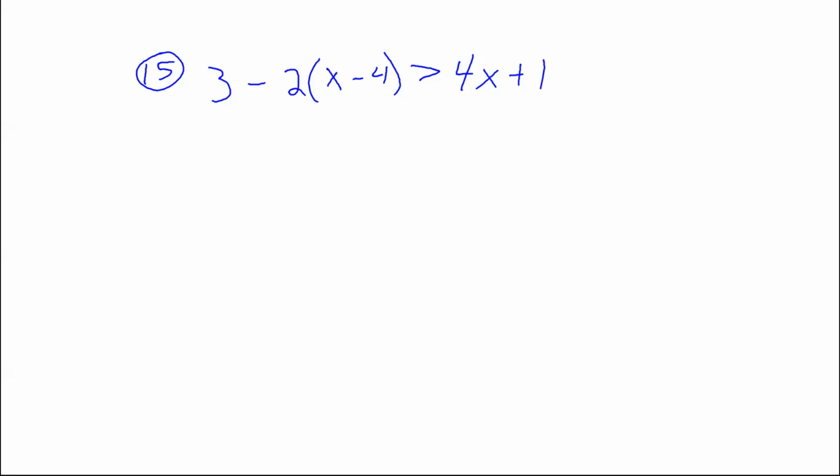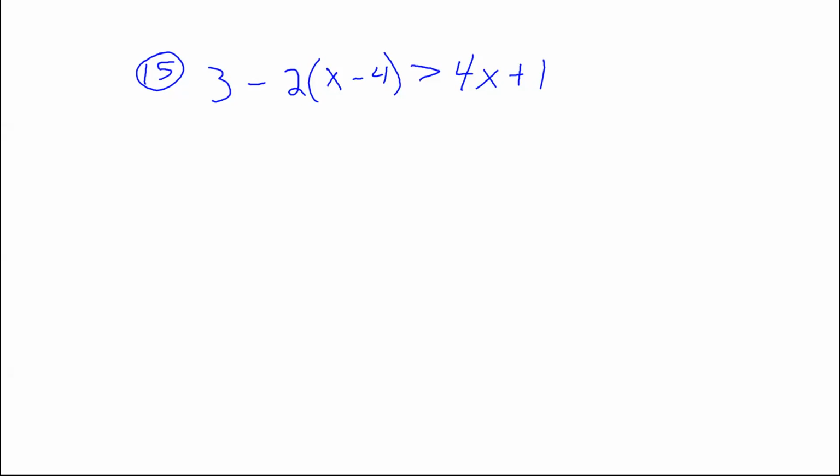Now I would like to do number 15 from the homework. Same directions. Solve the inequality, state an inequality, interval notation, and a graph. This is number 15. 3 minus 2 times the quantity x minus 4 is greater than 4x plus 1.